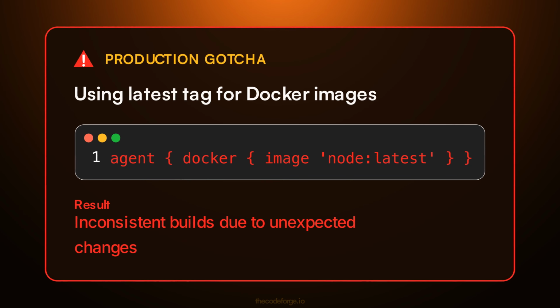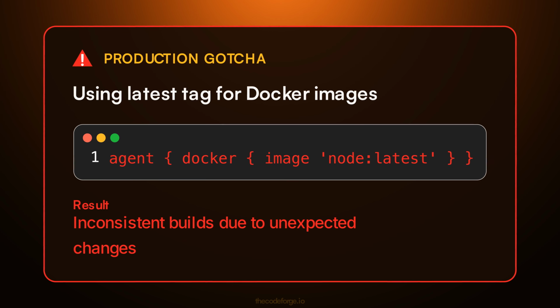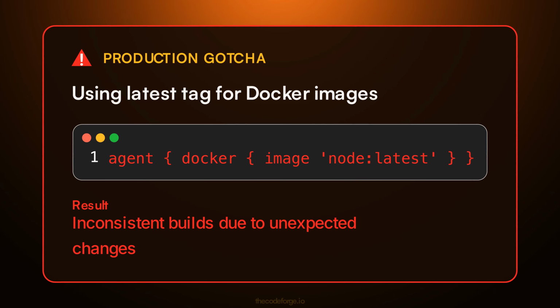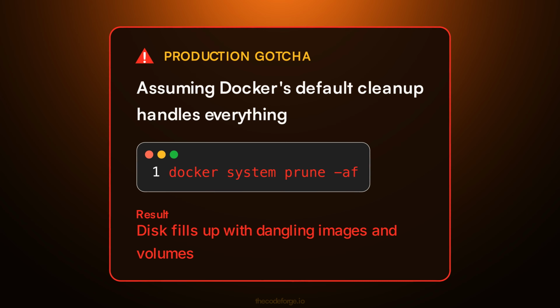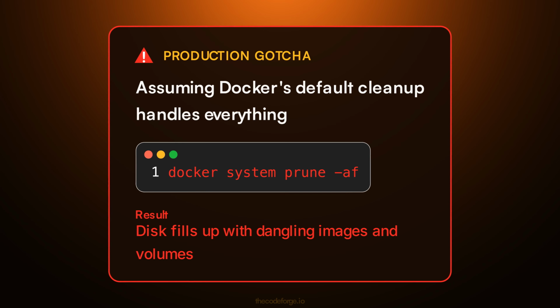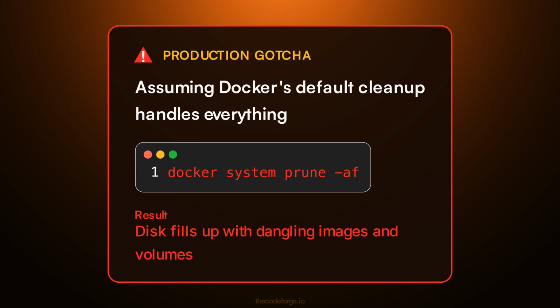Using the latest tag can cause builds that worked yesterday to fail today because a newer version introduced breaking changes. Always pin images to specific, immutable version tags like node:14-alpine. A common mistake is assuming Docker's default cleanup will keep your disk clean. Without explicit cleanup, dangling images and anonymous volumes accumulate, leading to disk exhaustion. Always set up automated cleanup with docker system prune -af --volumes.